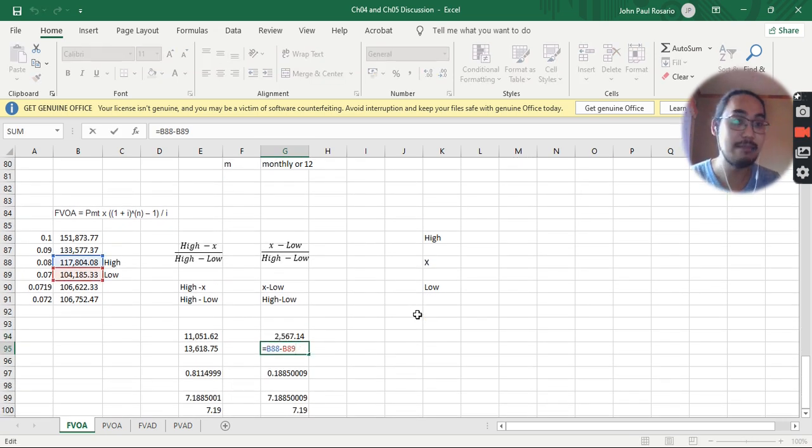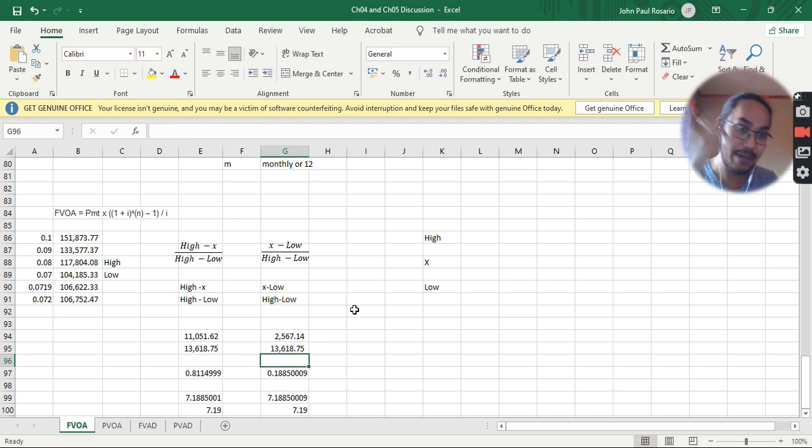And then our high minus low, which is 117 over I minus 104. We divide the two, so we'll get 0.18 again. So what is your constant here? Your constant here is your low, because low occurred twice. You used your low value twice. So with that, your start is not 8 now. Your start is now at 7%.